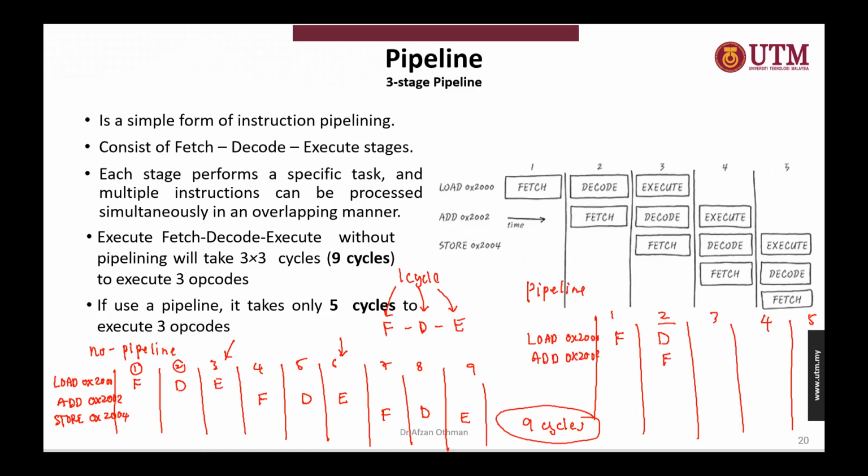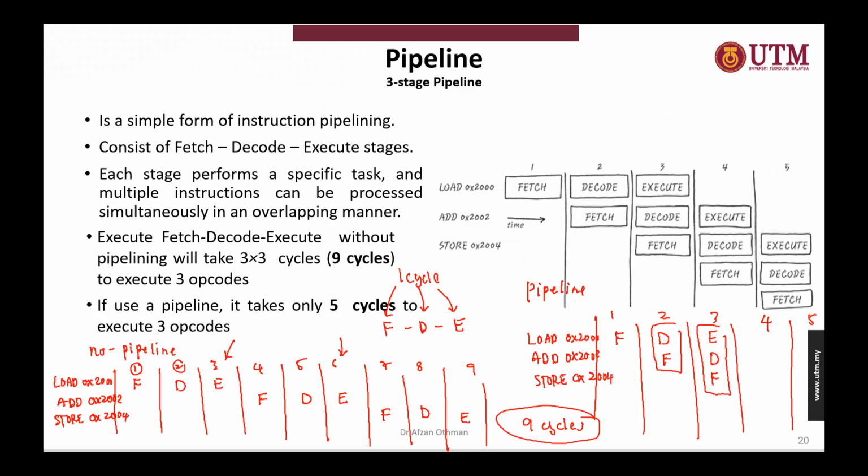You see here, the first instruction does the decoding process and the second instruction is being fetched. On the third cycle, the first instruction is executing, the second instruction now goes to the decoding process, and at the same time, we can load the third instruction. You can see here, 3 instructions are executed simultaneously.